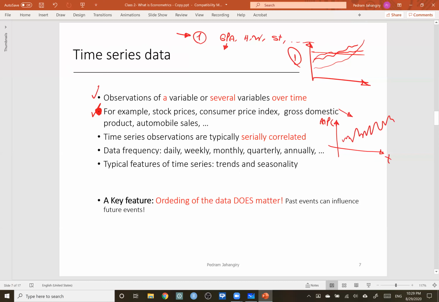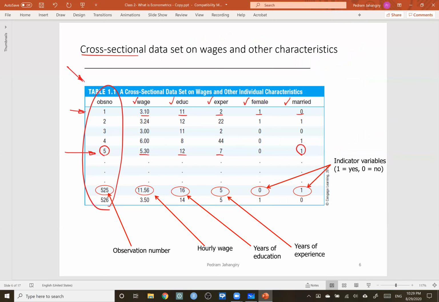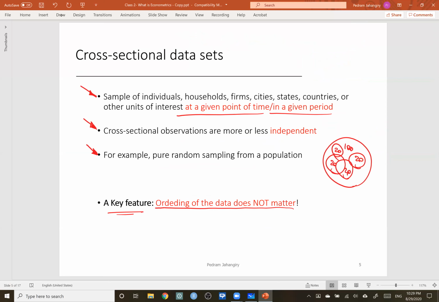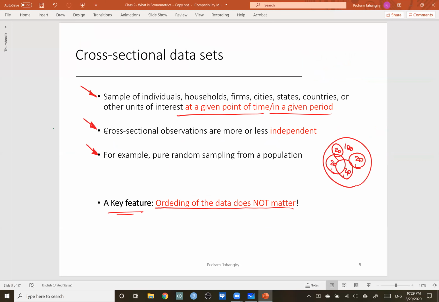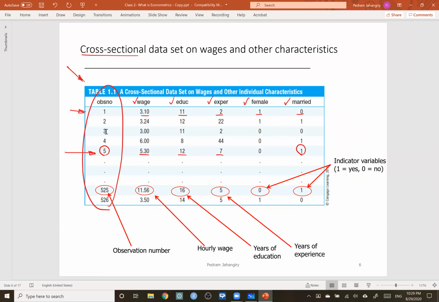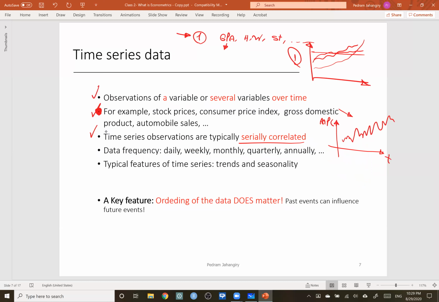Okay. What are the other properties of time series? Time series observations are typically serially correlated. Remember, if I go back to the previous slide, I want you to, let me use another color to highlight it. Let's use green. Look at that. The signature of cross-sectional data is that they're more or less independent, but look at the time series. Time series observations are typically, not always, but typically serially correlated.